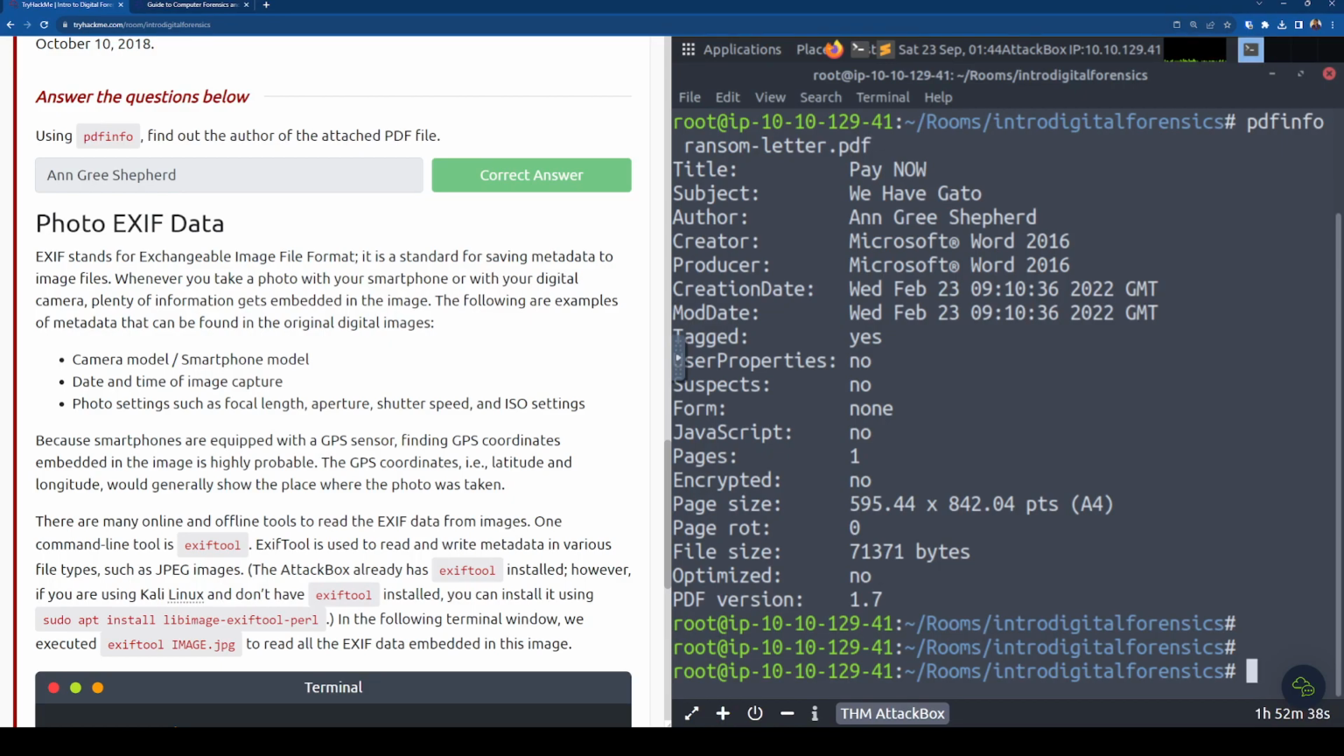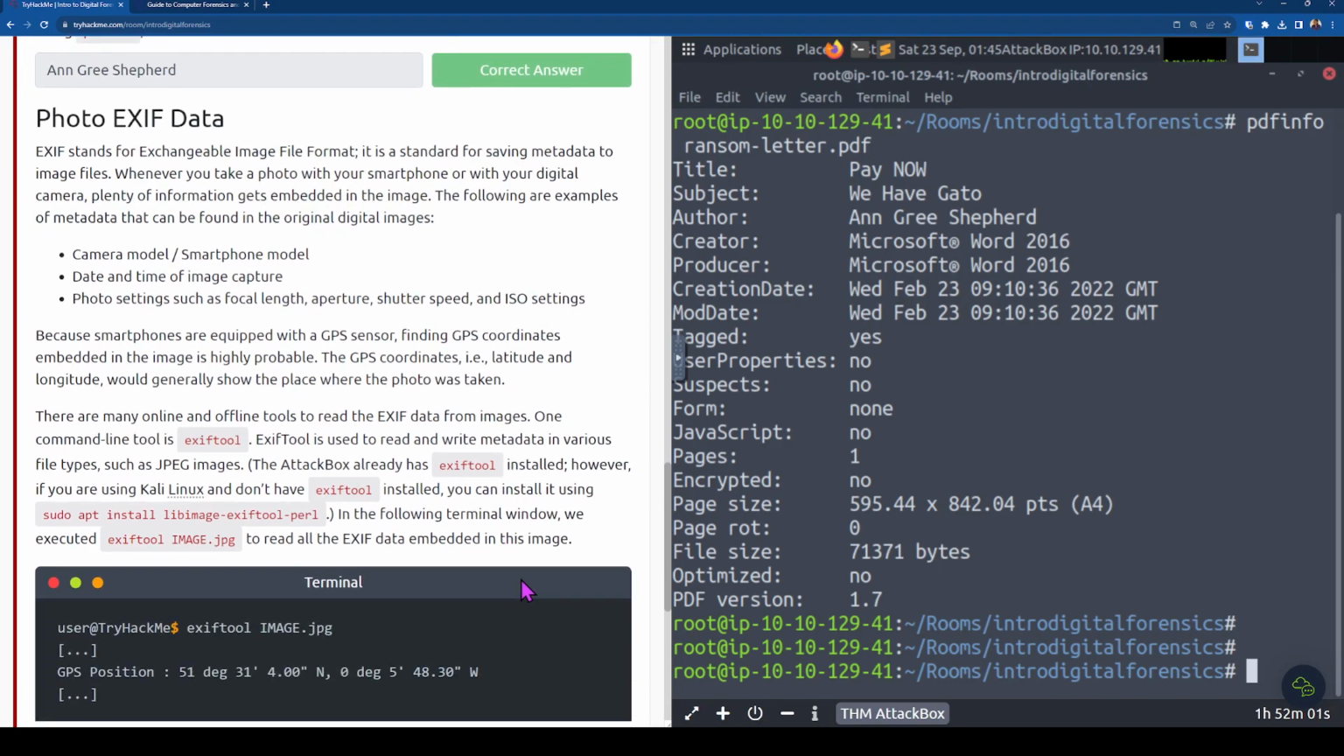EXIF stands for Exchangeable Image File Format. It is standard for saving metadata to image files. Whenever you take a photo with your smartphone or your digital camera, plenty of information gets embedded in the image. The following are examples of metadata that can be found in the original digital images: camera model and smartphone model, date and time of the capture, photo settings such as focal length, aperture, shutter speed, ISO settings.